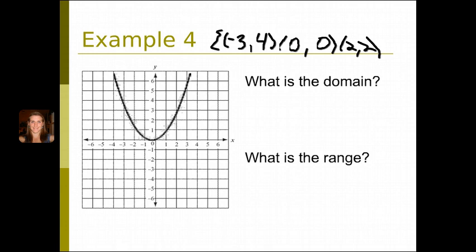The domain are the x values, so we need to remember to write them in order and not repeating. We have -3, 0, and 2. The range are the y values, which again we need to write in order from least to greatest and not repeating. Our range would be 0, 2, and 4.